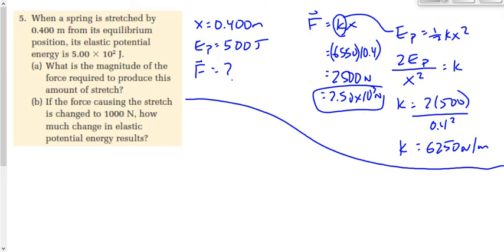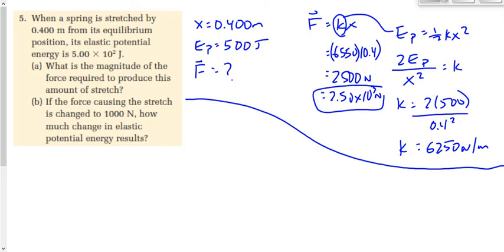Actually, let me ask you another question first. If force changes, what does not change? What stays the same, Julia? The constant. Good. K stays the same. All right. Now that we know that K stays the same, when force changes, what else changes? The displacement, the value of x.